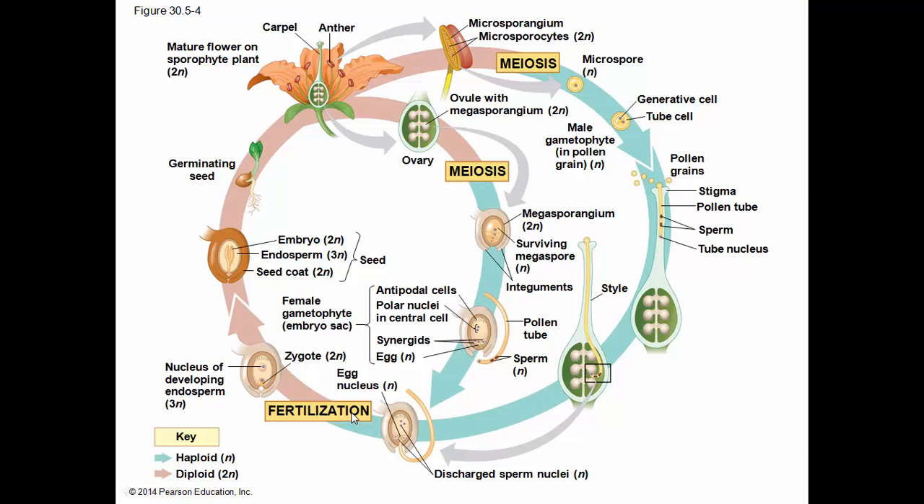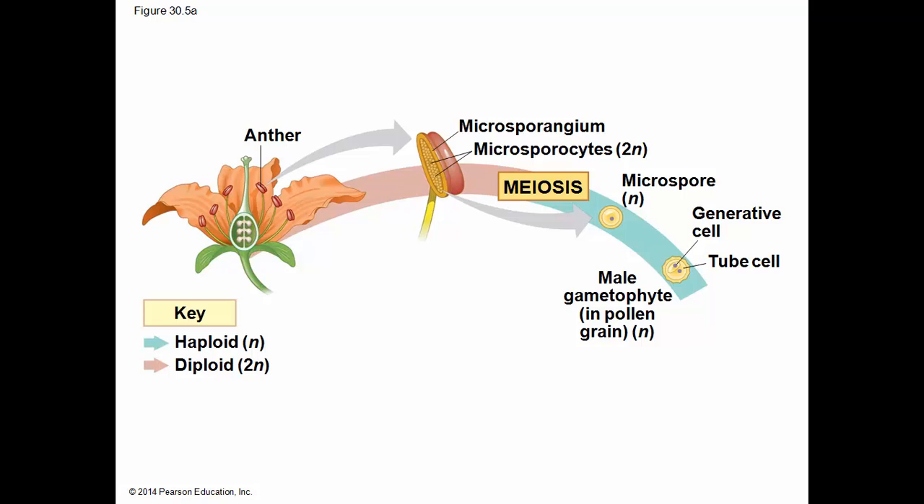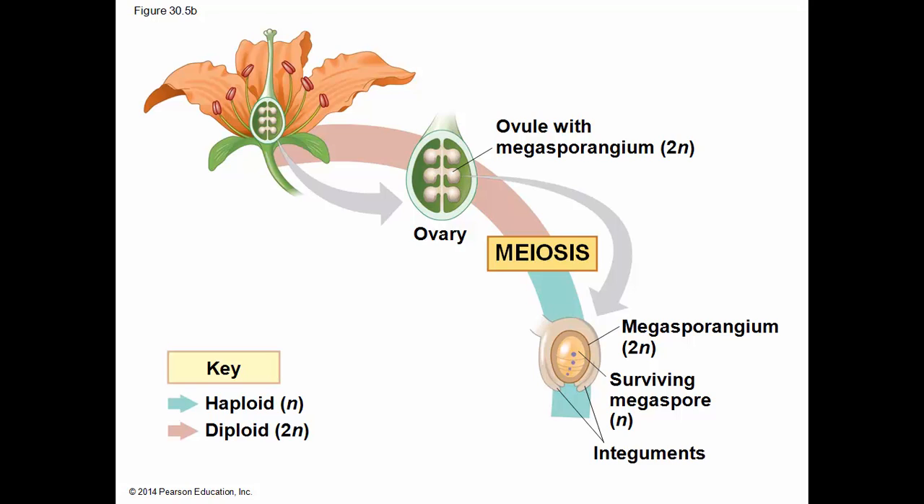Okay, this diagram is on page 600 in your textbook. If you need a little help understanding, I recommend you check that out. Okay, here's the microsporangia, the pollen, megasporangium being produced in each of the ovules.